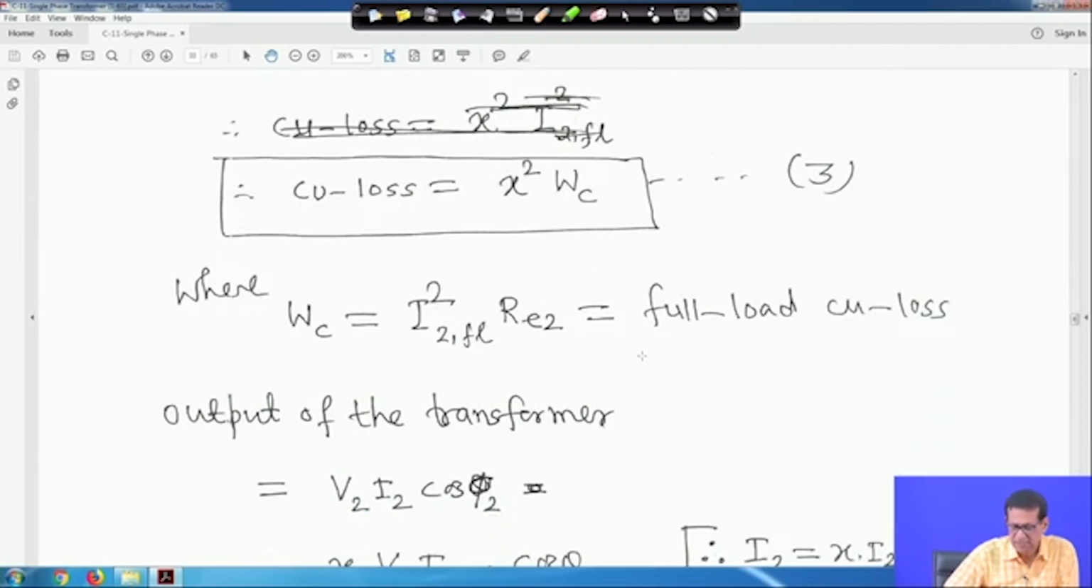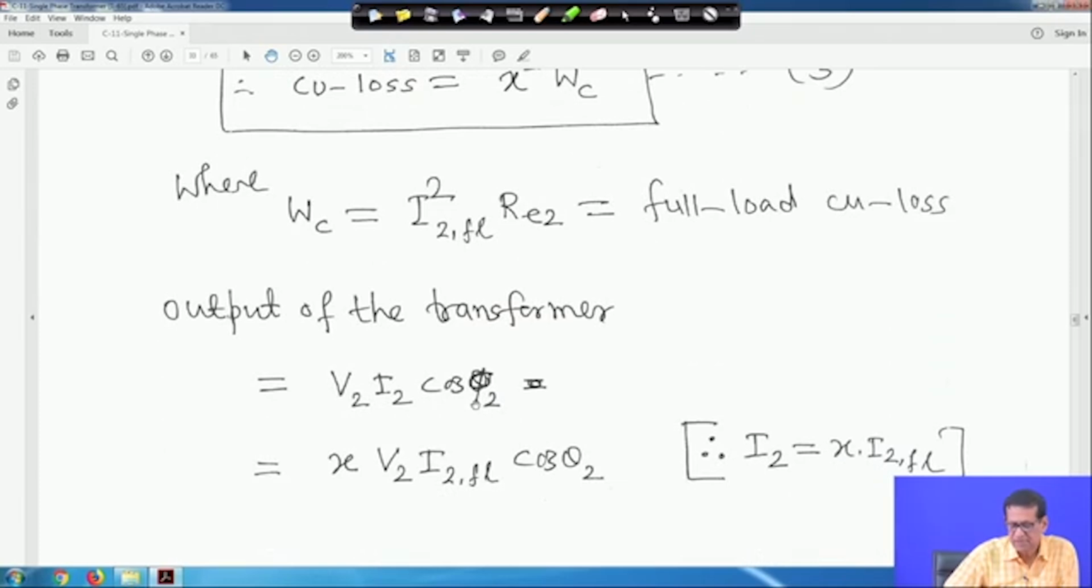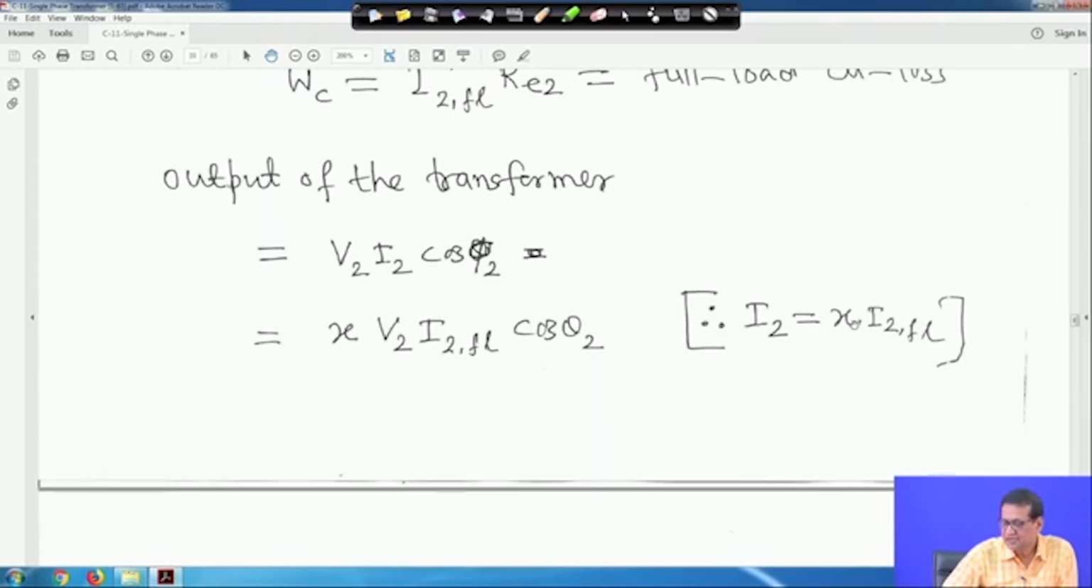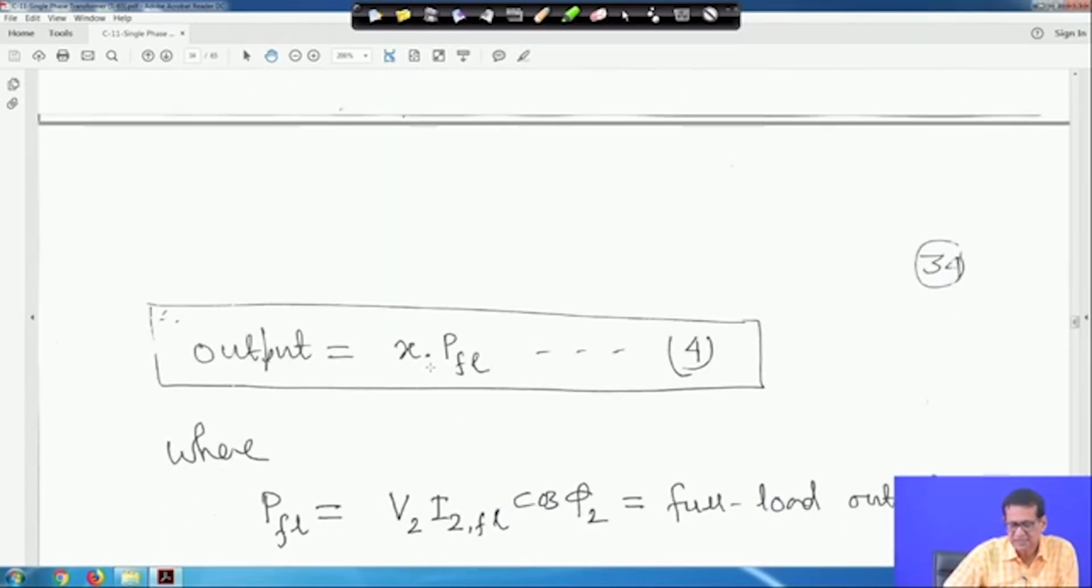Now, the output of the transformer will generally be V2 I2 cos phi 2. Your I2 is equal to x into I2 full load, so you substitute that value: x V2 I2 FL cos phi 2. That means output is equal to x into PFL, where PFL is the full load output.